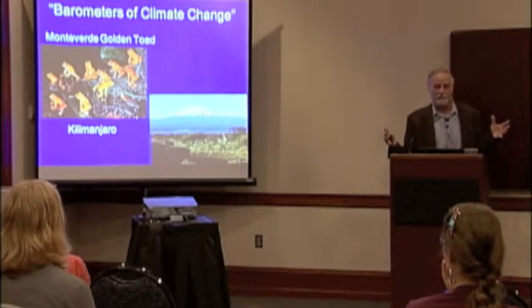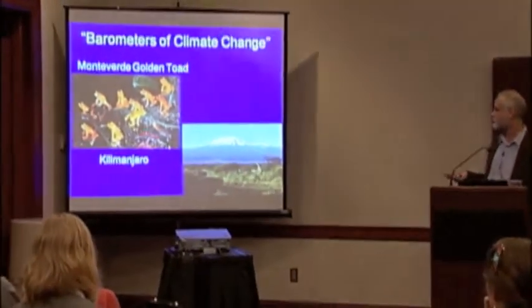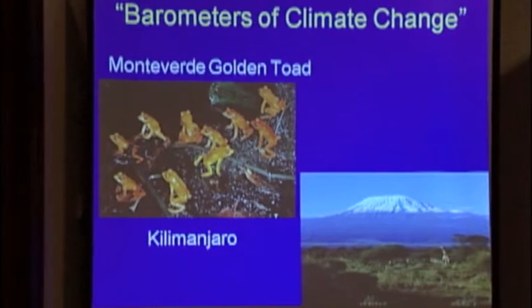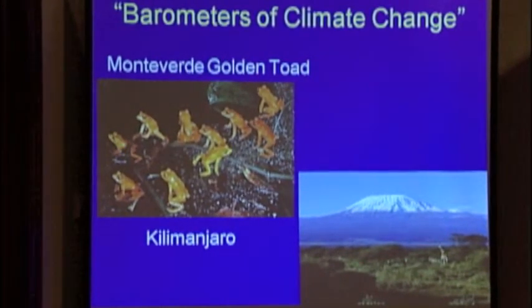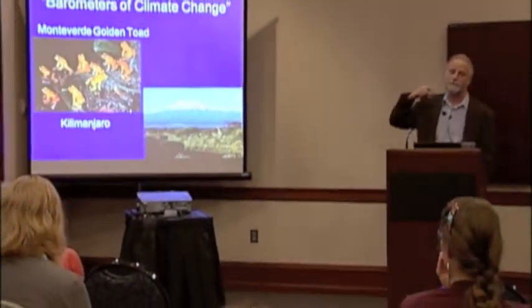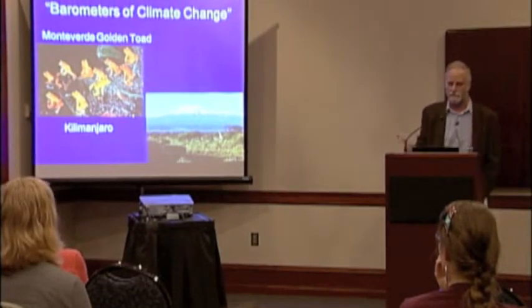They also turn out to be great barometers of climate change. Two of the poster children for climate change, Kilimanjaro and the Monteverde golden toad, live in cloud forest. As things have gotten warmer, that cloud forest band has moved up. As we've dried out and lost glaciers on the top of Kilimanjaro, the Monteverde golden toad is another poster child for climate change. It was initially shown that it lives in the mountains of Costa Rica and Central America, and its habitat is decreasing in part because of drying.